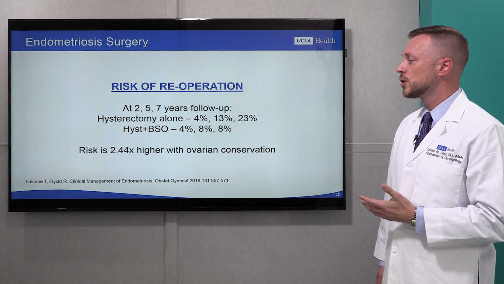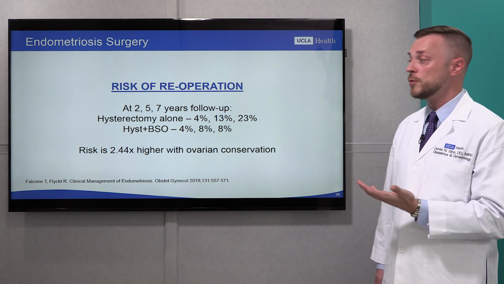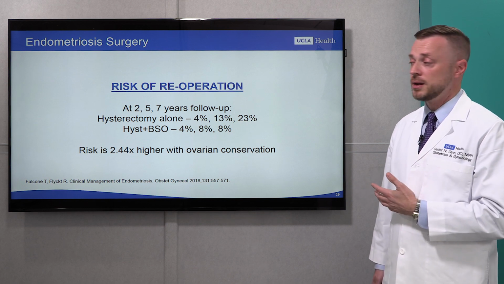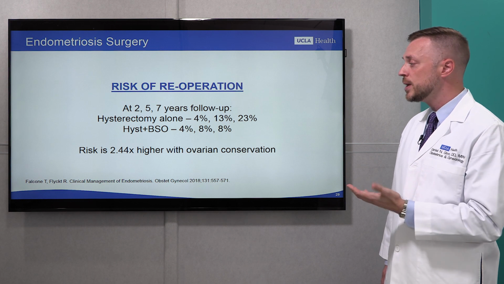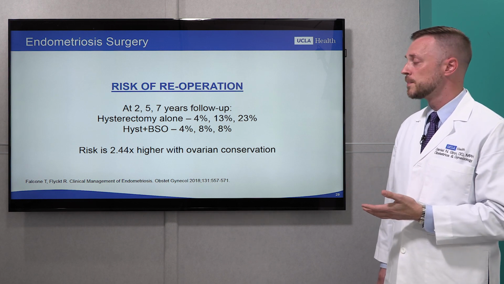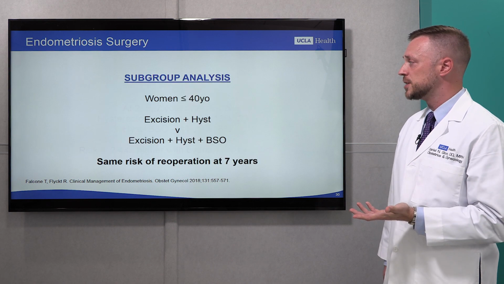But patients who had undergone a hysterectomy with a BSO, removing the ovaries, experienced reoperation at 4, 8, and 8%. And so the risk is almost 2.5 times higher if you preserve or conserve the ovaries. But then that prompted another question.